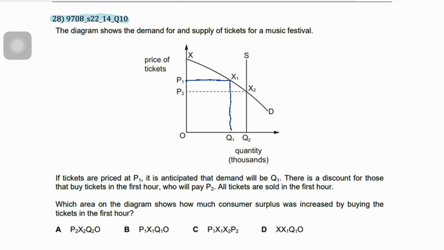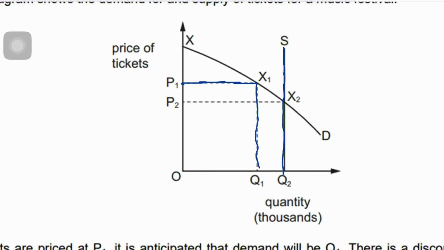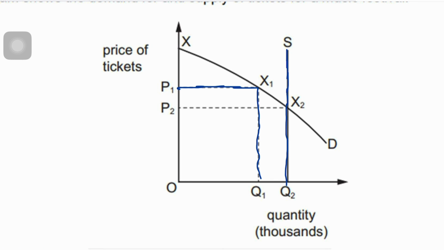Then there is a discount for those that buy tickets in the first hour, who pay P2. All tickets are sold in the first hour. Obviously you have limited tickets, that's why your supply curve is vertical. It's showing that you have a fixed number of tickets. So if you buy the tickets in the first hour, then the market price for those tickets will be P2, and P1 will not be the price. They're saying that assuming all these Q2 tickets are sold in the first hour, it simply means that the price is P2, right?